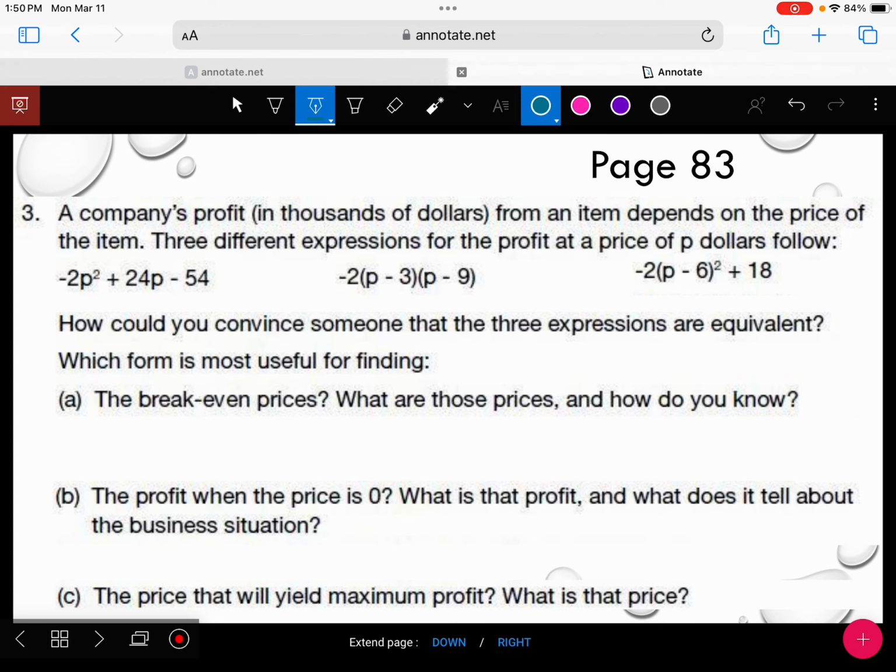What's that? Standard, factored, and vertex form. So those three accountants focused on different pieces, but it's using the same data. So what could we do to convince someone that all of these were the same? Like, how could we fact check our accountants?